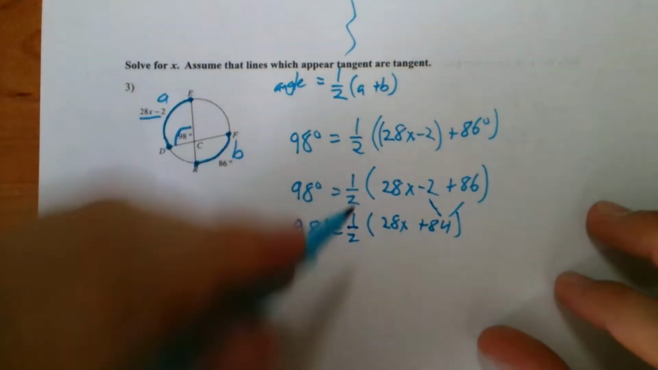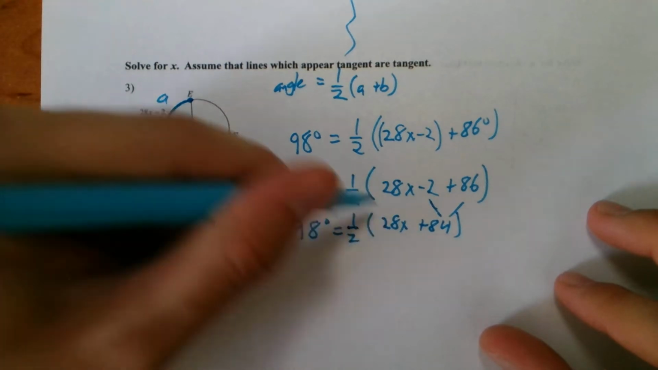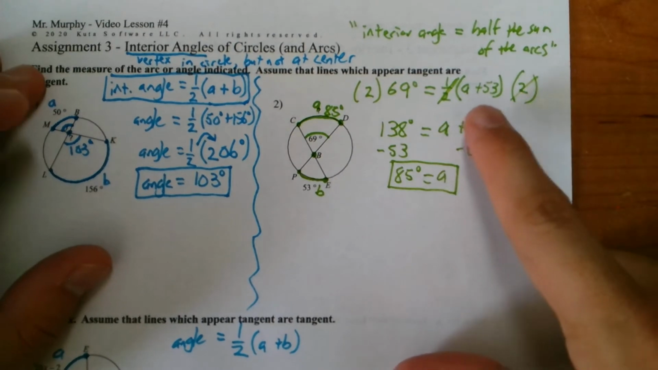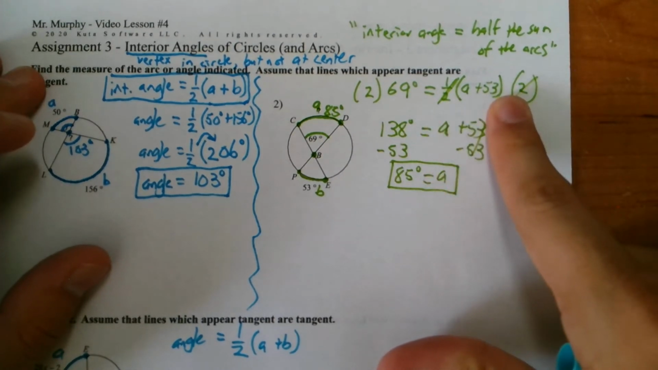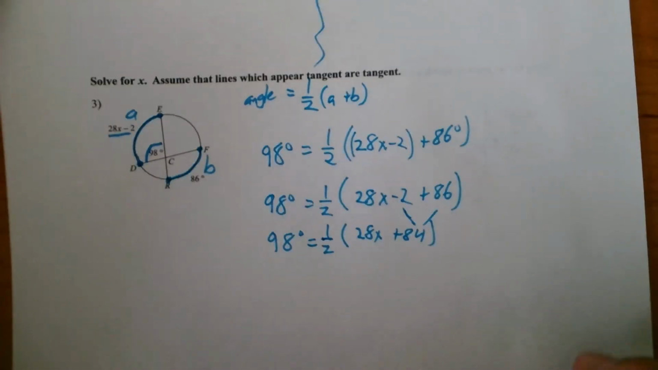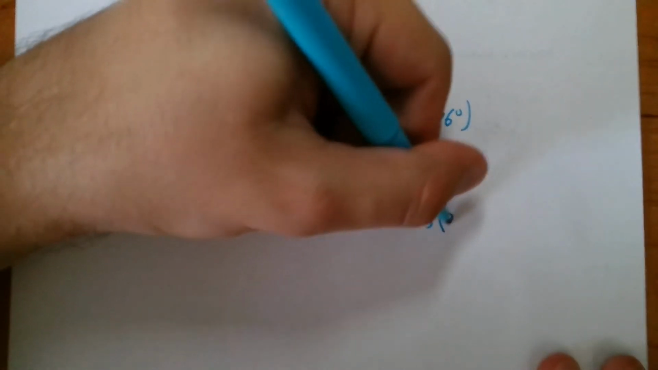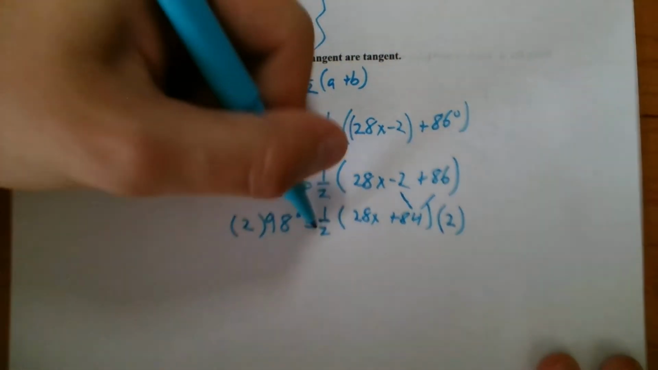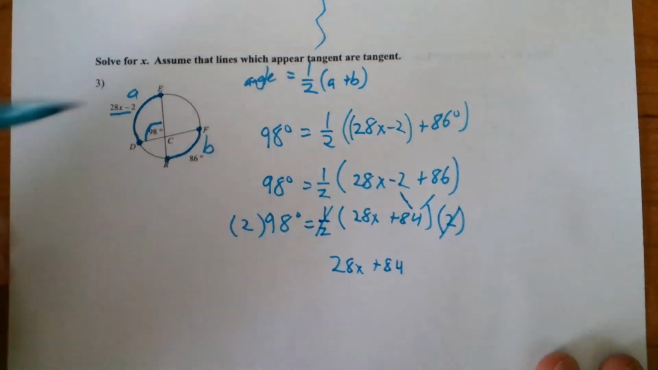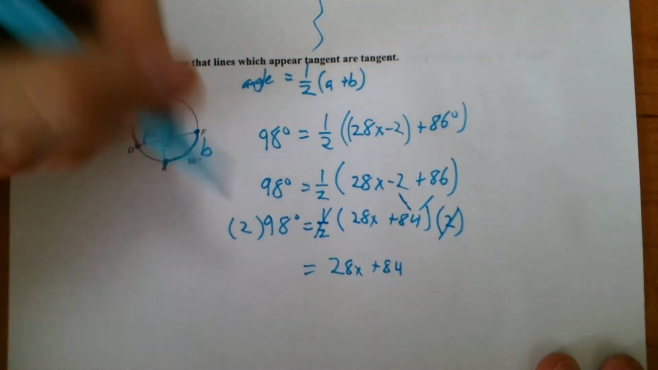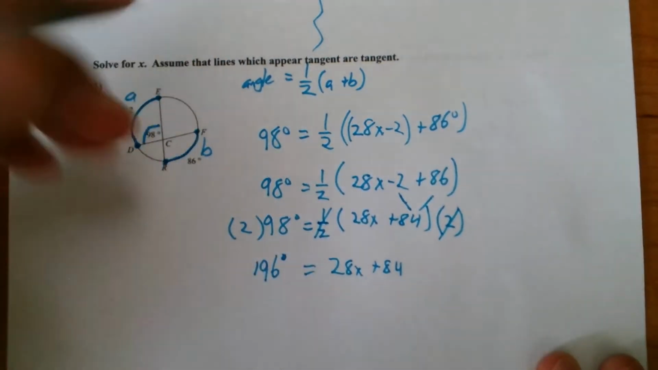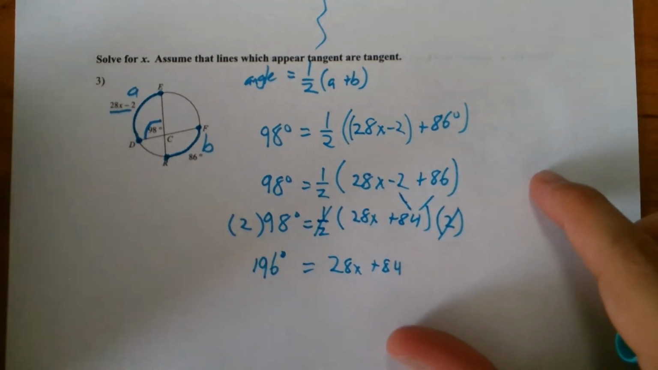All right. Now, I could distribute this 1/2 to both of these numbers, or I could do what we did over here and cancel out the 1/2 by multiplying both sides by 2. Personally, I find this a little bit easier than multiplying in a fraction, but it's really up to you. I'm going to show that, though. So on both sides, I'm going to multiply by 2. That cancels this out, leaving me with 28x plus 84 on the right. On the left, 2 times 98. 2 times 90 is 180. 2 times 8 is 16. So that's 196 after multiplying by 2.